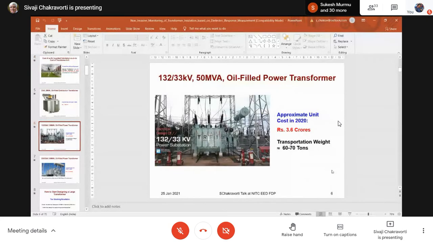I show you this one. It's a real life transformer. 133 by 33 kV, 50 MVA. It's not a very big transformer. 50 MVA is not a very big transformer. I have collected the cost from the manufacturer in 2020. You know what is the cost? Can you read it here now on your screen? How much is it? Yes, it is 3.6 crores. Is it a small value? Just one transformer. It is 3.6 crores.